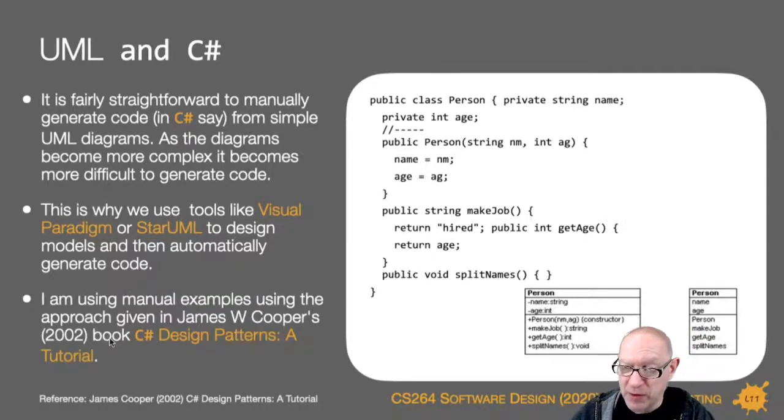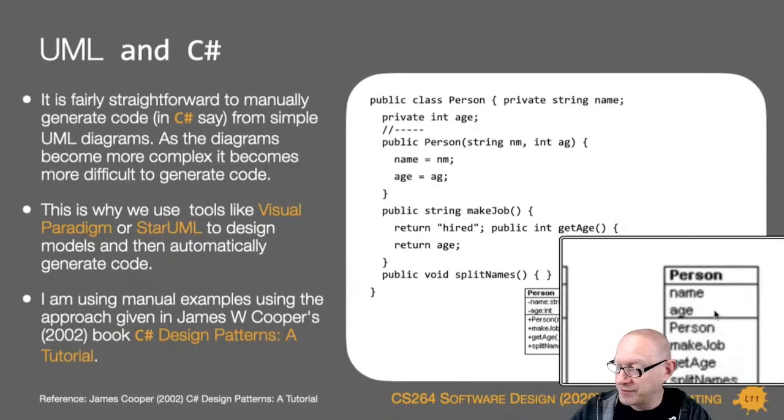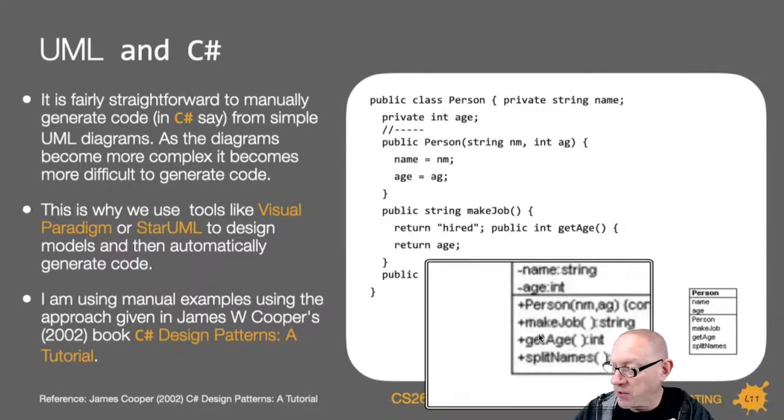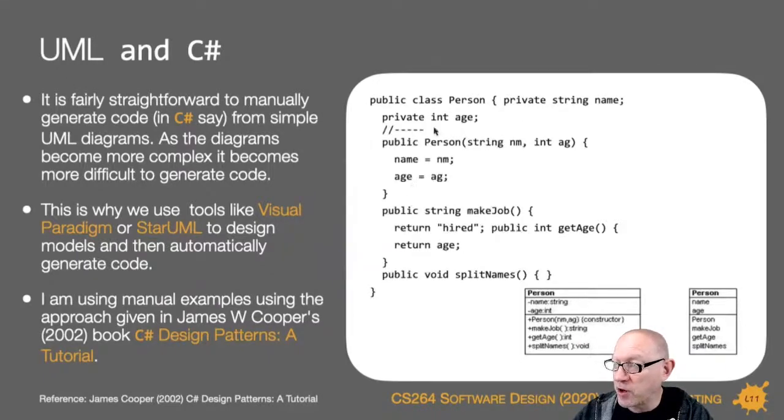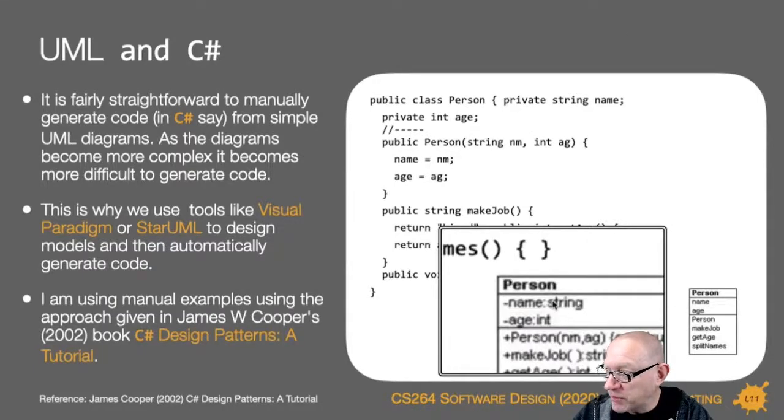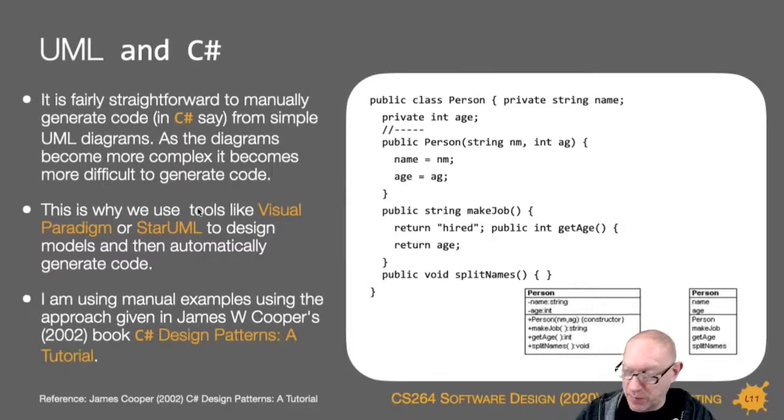I tend to use manual examples, and I'll do this in some of the lessons where I'm going to give some examples from James W. Cooper's 2002 book, C# Design Patterns: A Tutorial. This is an example of some of the code that he would have had. So here's a person class, without any of the accessibility issues, and then here they are, the accessibility, and then here's the C# code that corresponds to that. You can see the private string name corresponds to private name string, and it's fairly straightforward to do, and it's not hard.